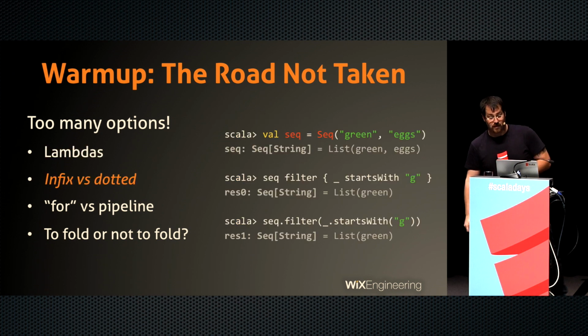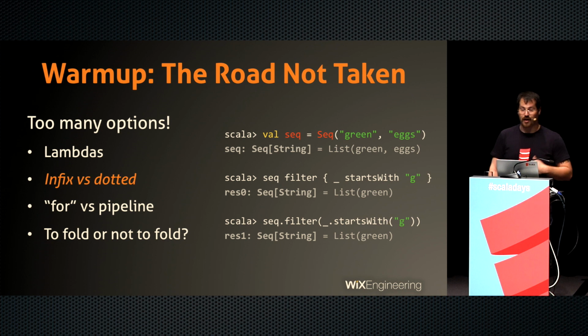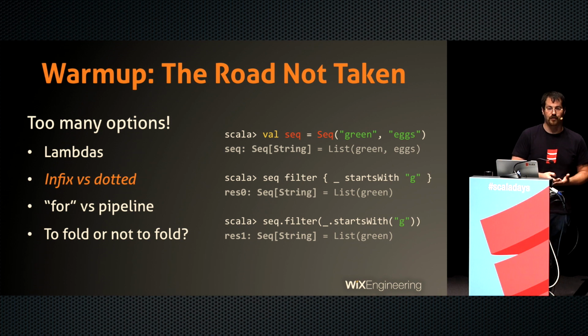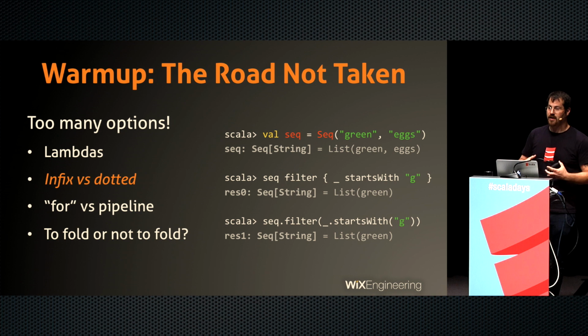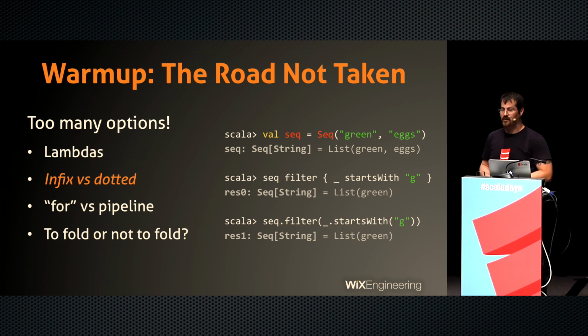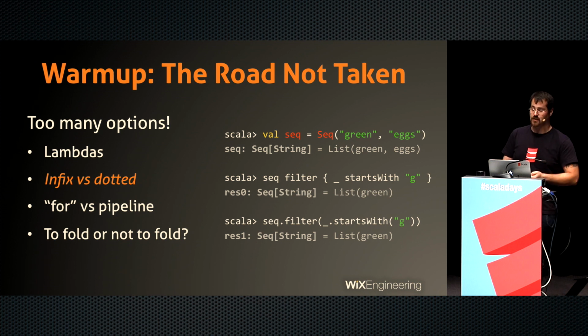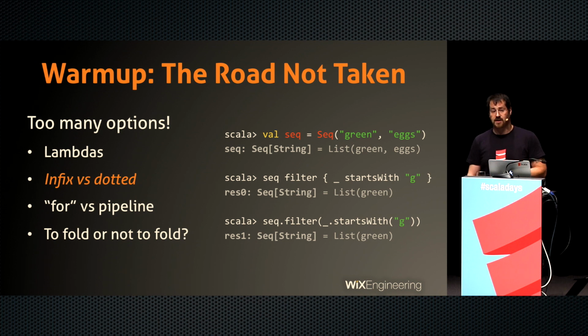Also, you have your infix notation versus dotted, or dot-free versus dotted syntax. So if we create a sequence with a couple of strings and we want to filter out only the members that begin with a G, there are 2 completely equivalent semantically and even syntactically ways of doing this. One is with dots, one is without dots. And I keep running into the same kind of questions. Which of these is appropriate for any given situation? There is no clear right answer here. That is the point. Scala is not very opinionated. It just gives you all these tools to play with, and you as a user have to make the determination which of these is preferable.